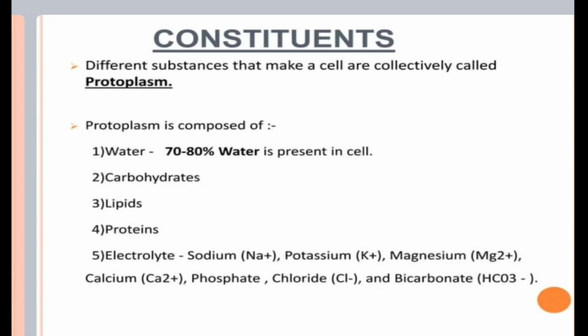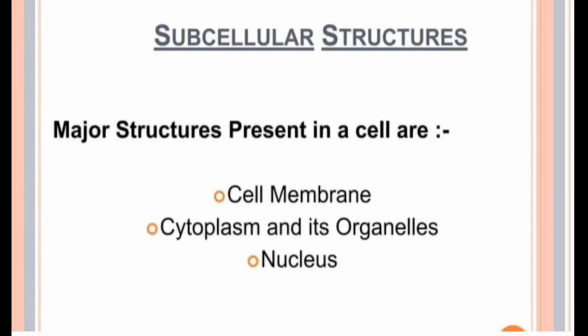Next we will see the major structures present in a cell. The first one is the cell membrane, or the outer covering of the cell. Next is the cytoplasm and its organelles. The cytoplasm is the base where the organelles are situated. And the last one is the nucleus. As I told you, it works as a brain, controlling the entire cell and its functions.